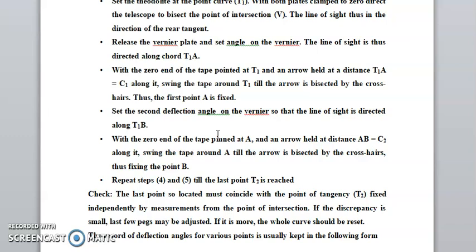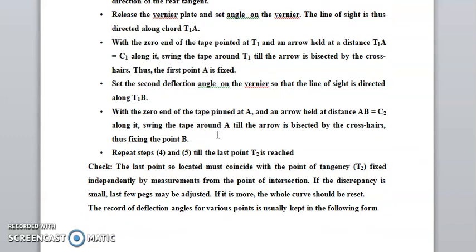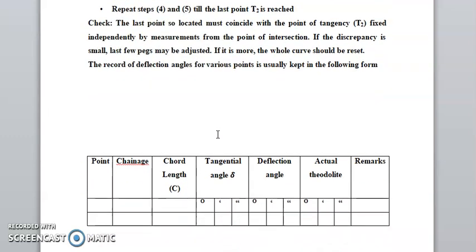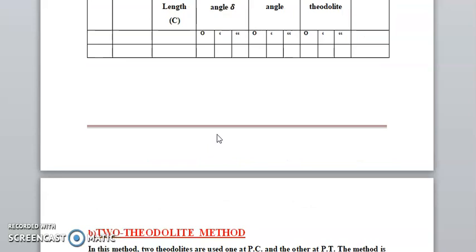The record of deflection angles and other particulars is usually kept in the following form: the point, chainage, chord length, tangential angle, deflection angle, actual theodolite reading, and remarks.